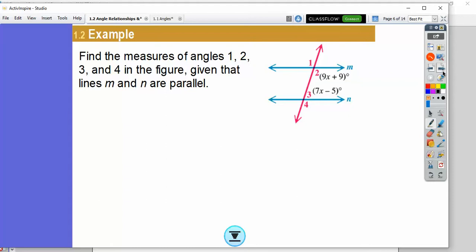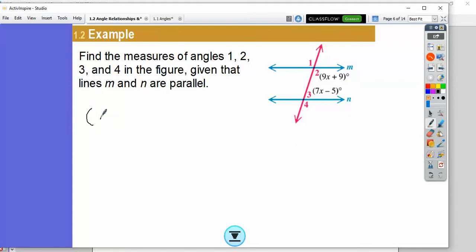Okay, so I want the measures of angles 1, 2, 3, and 4. We have some information about 2 and 3 in our picture. What do you know about angles 2 and 3? Do they have the same measure? Are they supplementary? Supplementary. They're on the same side of the transversal.